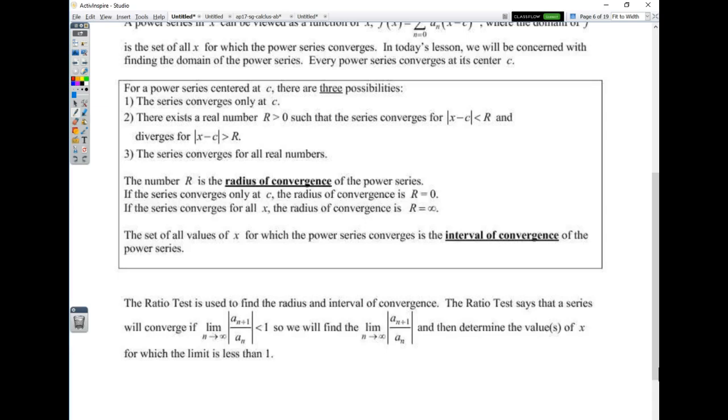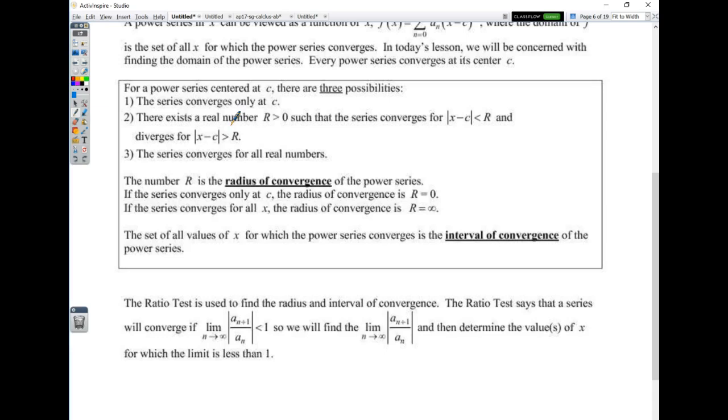Number 2 is the fun one. There's going to be some real number R that is bigger than 0. And we're going to call this R value what's called the radius of convergence. Where if the absolute value of x minus c is smaller than the radius, then we're going to be a convergent series. And if the absolute value of x minus c is bigger than R, we're going to be a divergent series.